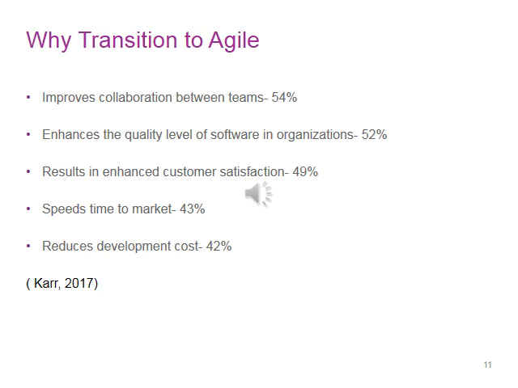In conclusion, to ask why we should transition to Agile project management, when evaluating the industry, improving collaboration among teams went up 54% when going from traditional to Agile project management. Next, enhancing the quality level of software in organizations increased 52%. Next, enhanced customer satisfaction was raised 49%. Speed to market was raised 43%, and reduced development costs was raised 42%. All of these simply by transitioning from traditional project management to an Agile form of project management.